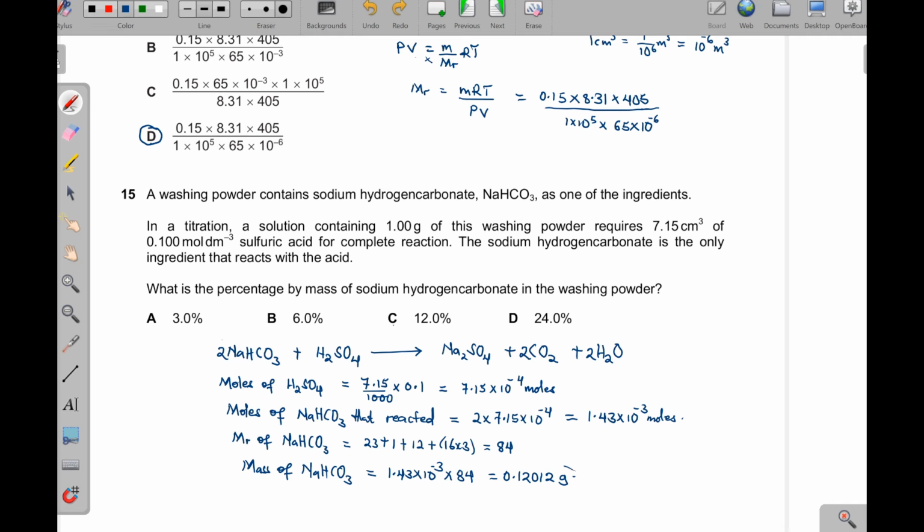But this is the one that we are seeing that has reacted. That means this washing powder has impurities. The only bicarbonate which reacted is this, and the whole of it reacted. So the percentage of sodium bicarbonate in that washing powder is 0.12012 divided by 1 gram, then times 100. Of course, this one will just shift here and we get 12.012, which is going to be 12%. So that is C.